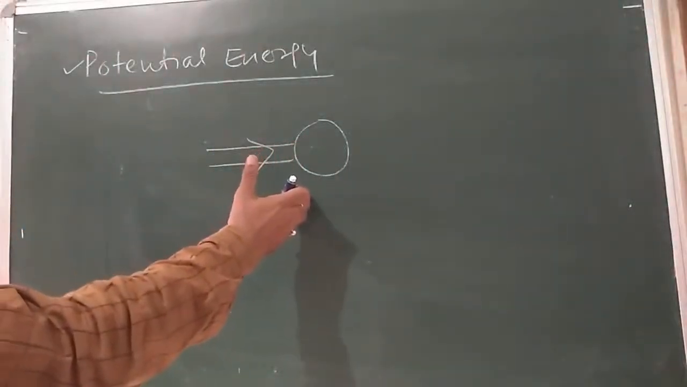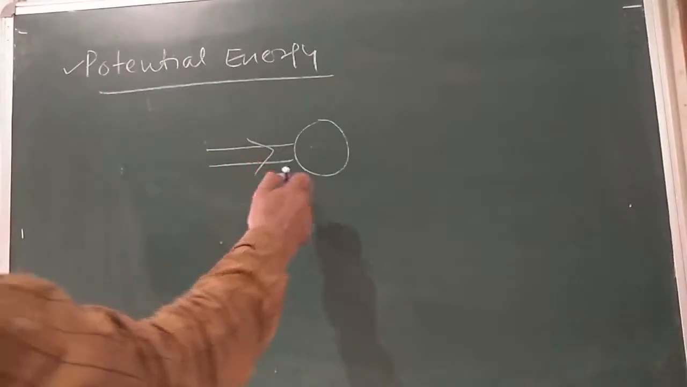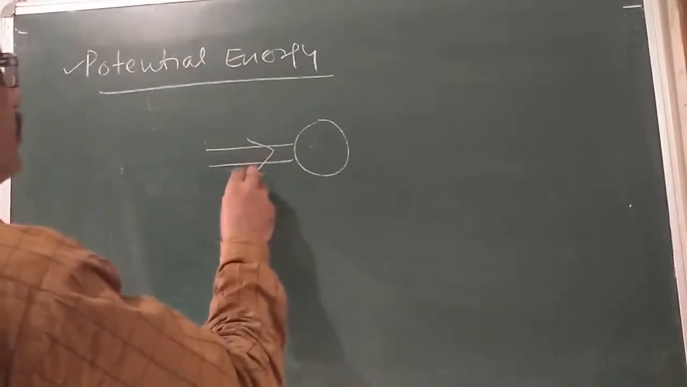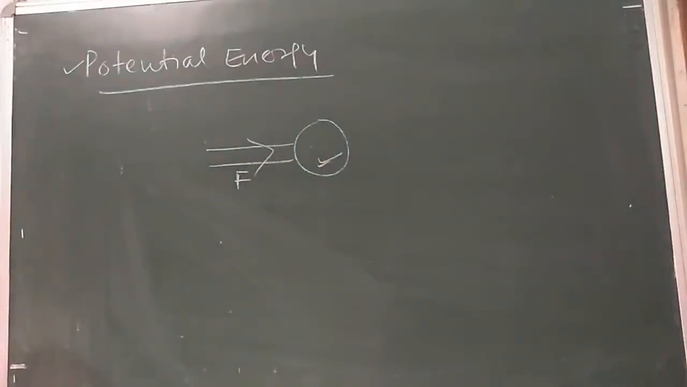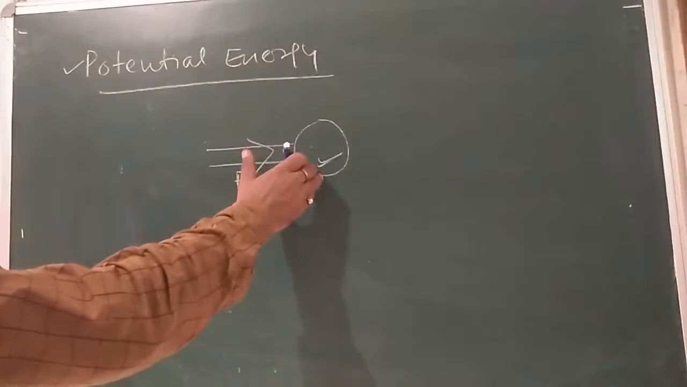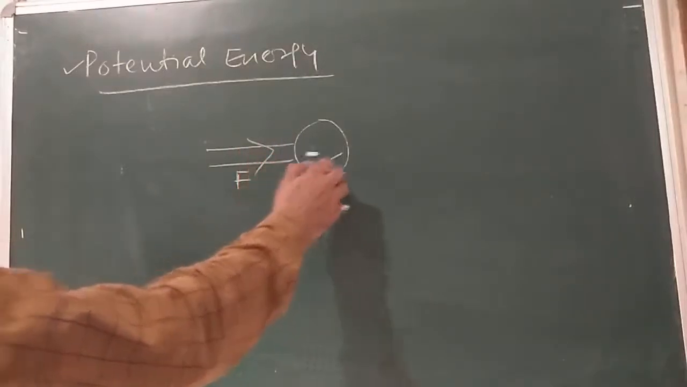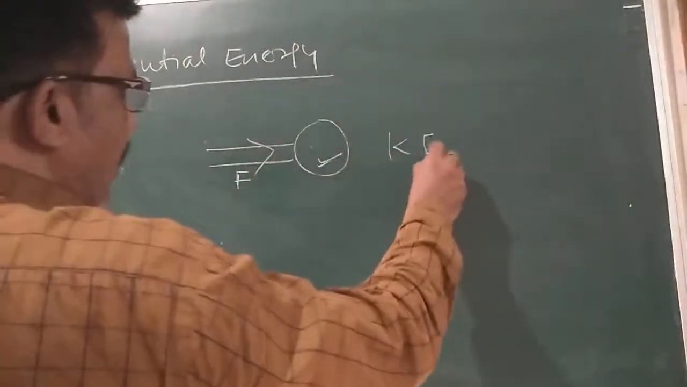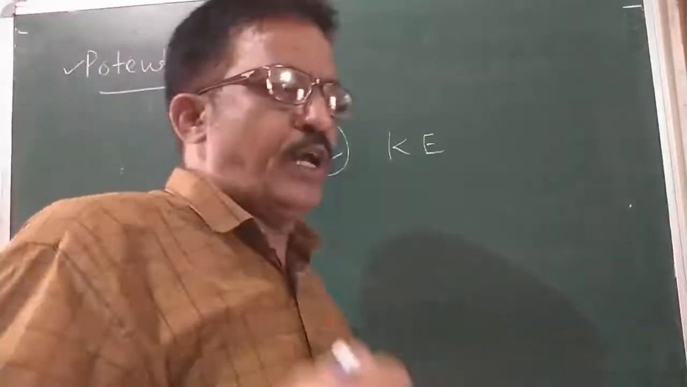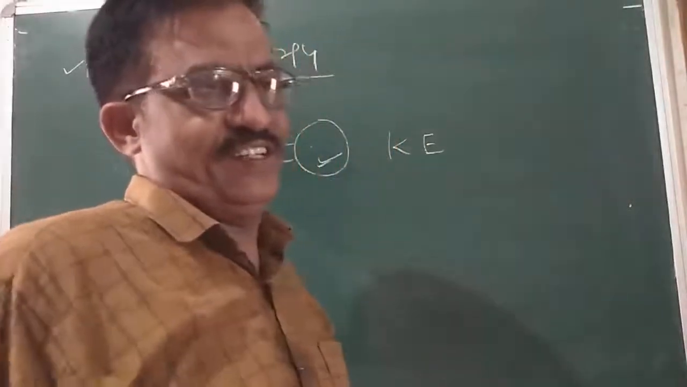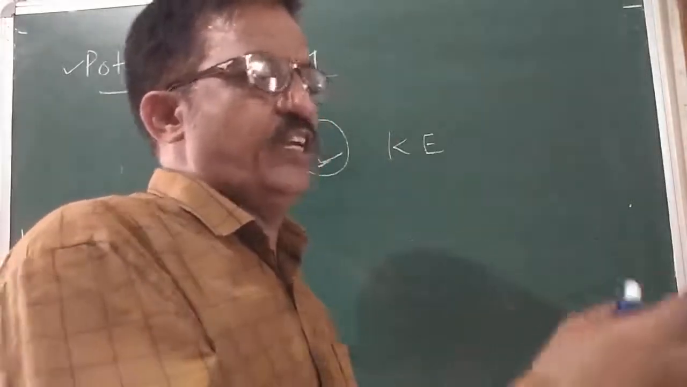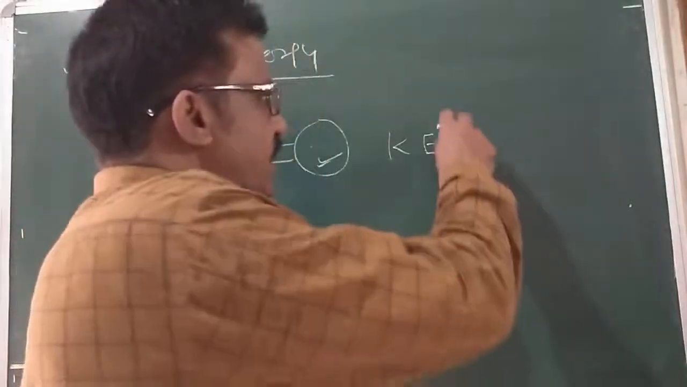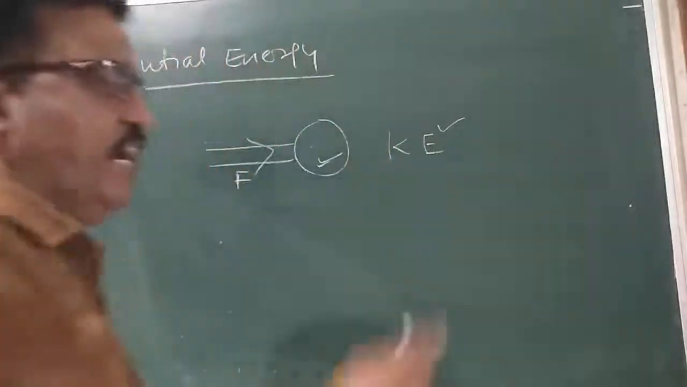If the force changes the velocity of the object, if you are applying the force, and if the velocity of the body changes, so I can say the work done in doing so is stored up in the form of kinetic energy that we have seen earlier. If we are applying a force and velocity of the body goes on changing, then the energy stored in that body is called kinetic energy.